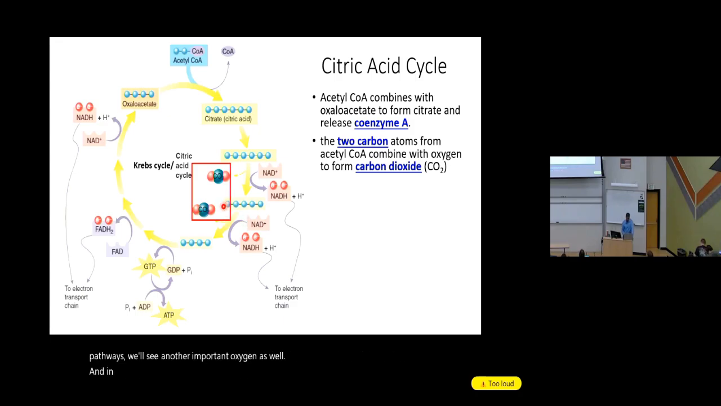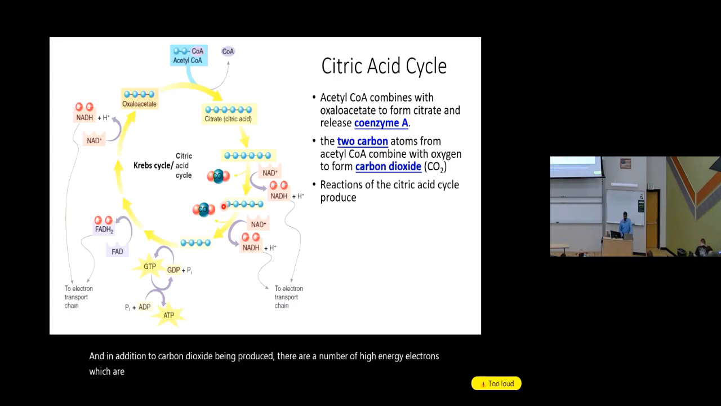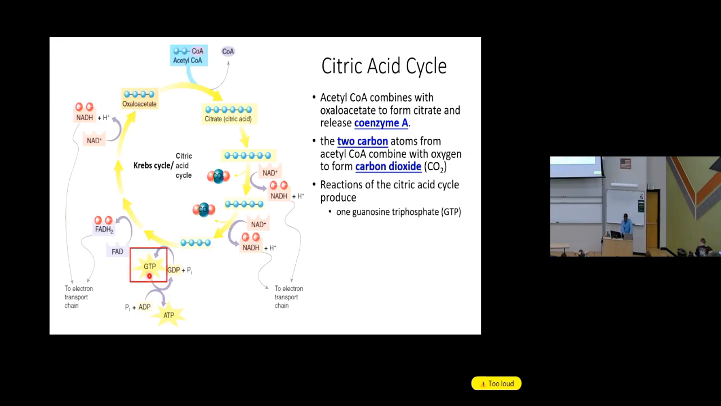And in addition to carbon dioxide being produced, there are a number of high energy electrons which are released, and the actual ATP produced through citric acid cycle is very little. Notice that there is one GTP molecule being produced, that is guanosine triphosphate, and GTP can easily be converted into ATP, right? So for the sake of our discussion, we can consider this as one ATP molecule produced per citric acid cycle. And since you have 2 acetyl-CoA, the entire citric acid cycle will happen twice, and so you'll have 2 GTP molecules being produced.